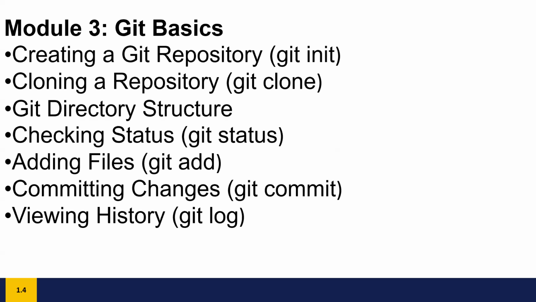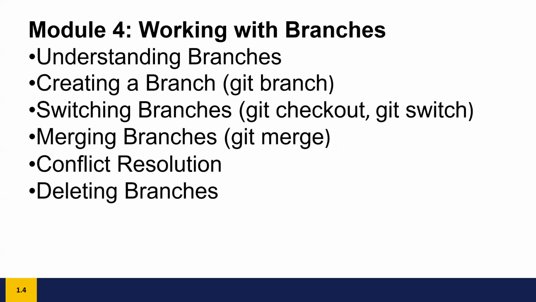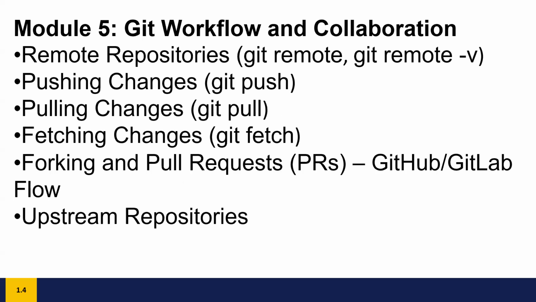Okay. Module 3 will discuss Git basics: creating a Git repository, cloning a repository, Git directory structure, checking the status, adding files, committing changes, viewing history. Module 4 will discuss working with branches, understanding branches. What is a branch? Creating a branch, switching from one branch to another branch, merging the branches. If you have a conflict while merging the branches, how to resolve the conflicts, and deleting the branches. We'll discuss this in module 4.